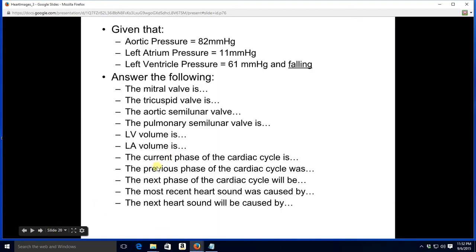Good news. We're done with the 4 phases. Better news, I have a short question here. Read this. There are 3 pieces of information, actually 4: 3 pressures and a little info about the last one. From these numbers and the fact that it's falling here, you can figure out all this stuff. We'll talk about it in class.